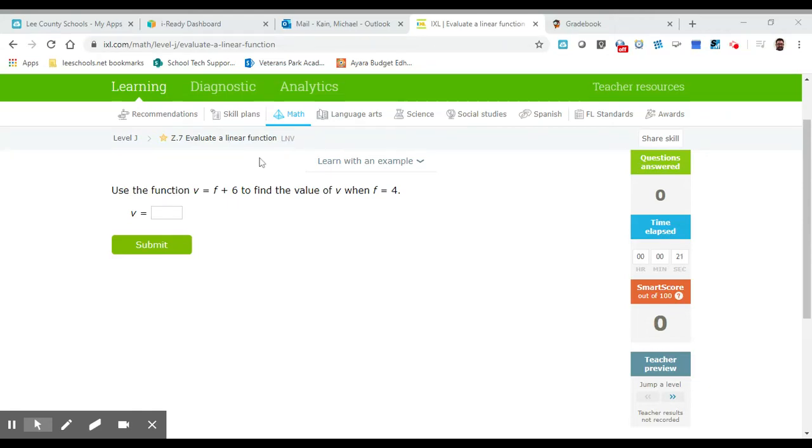All right. The activity we are working on today is called Evaluate a Linear Function, and this is code LNV on your 8th grade IXL. The question reads, use the function v equals f plus 6 to find the value of v when f equals 4. So in other words, if we take 4 and we put it where the f is, we can solve this. So 4 plus 6 is 10.